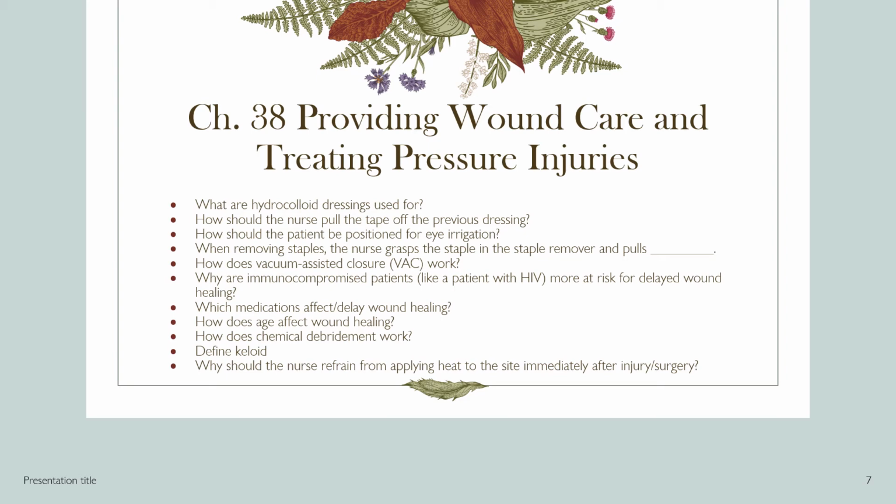How does chemical debridement work? We can see this on page 783. Chemical debridement using a Dakin solution or sterile maggots is occasionally used on a wound with necrotic tissue that is not responding to other treatments.